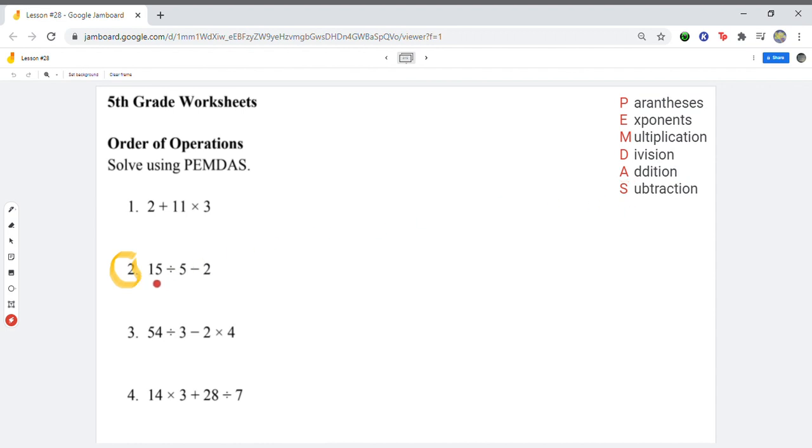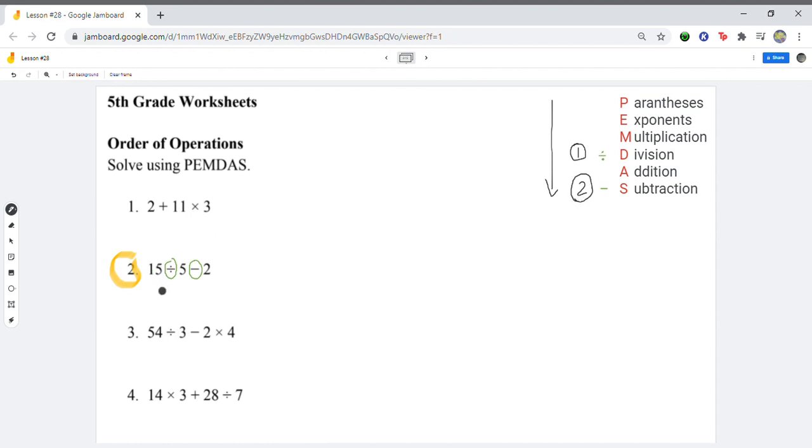So number 2, I'm just going to circle the operations involved in the problem. We see a division sign and we see a subtraction sign. So now I'm just going to mark it over here. We have a division sign and a subtraction sign. We know that the order goes from top to bottom. That means we do division first and we do subtraction second.